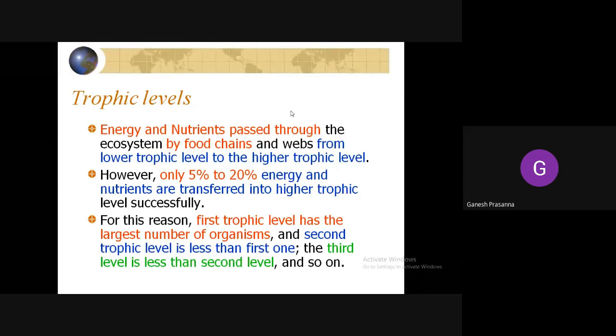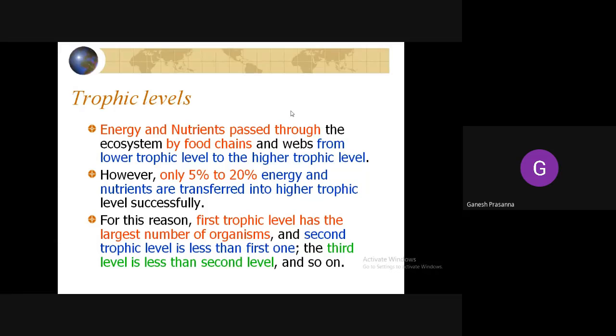Only 5 to 20% of energy and nutrients are transferred into the higher trophic level successfully. There is loss of energy due to decomposition. Only 5 to 20% is carried on. For example, all the food we eat is not taken by the body. The amount that is required by the body will be taken up, and the rest is excreted in the form of waste. So that's why the first trophic level has the largest number of organisms.